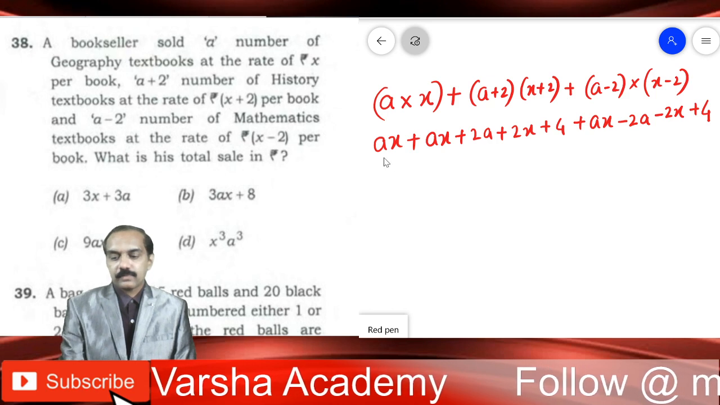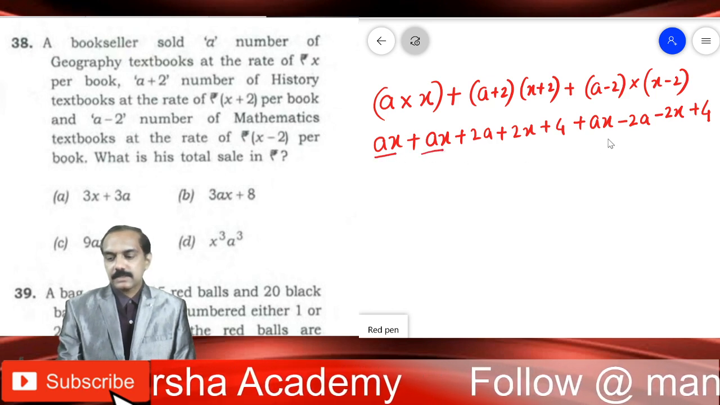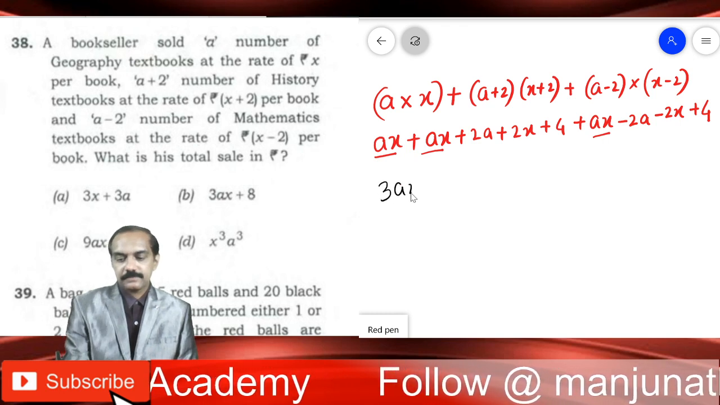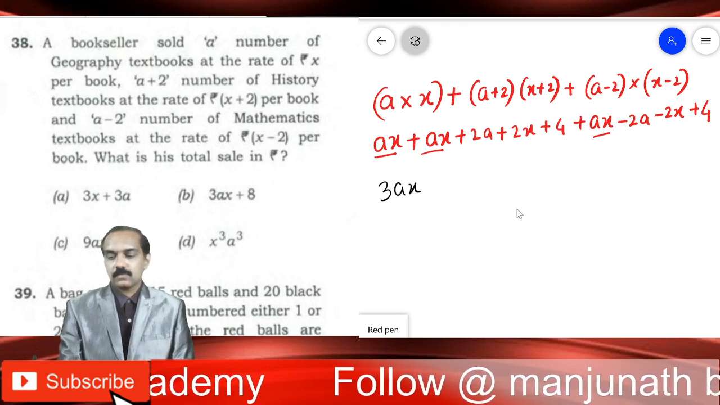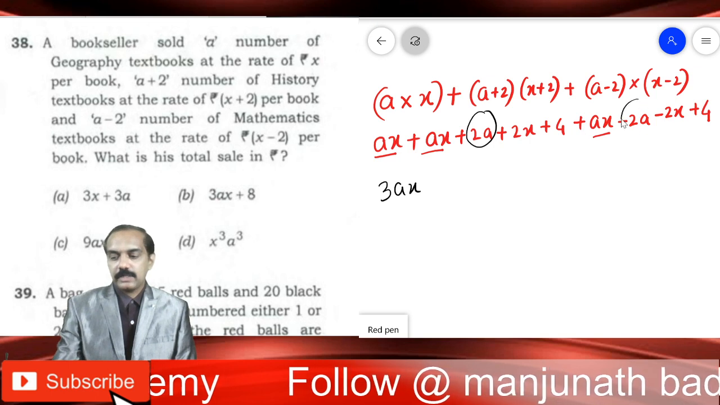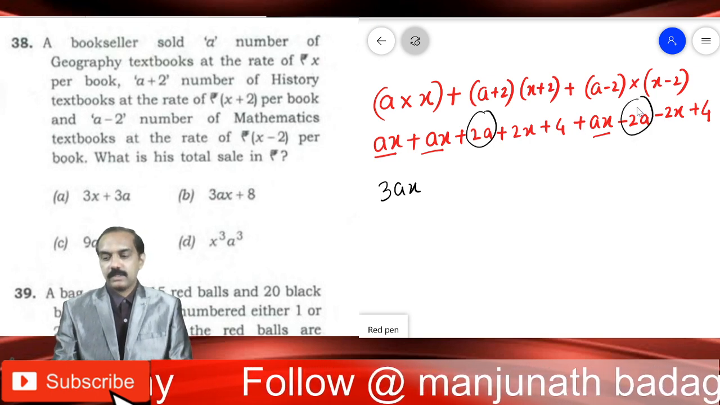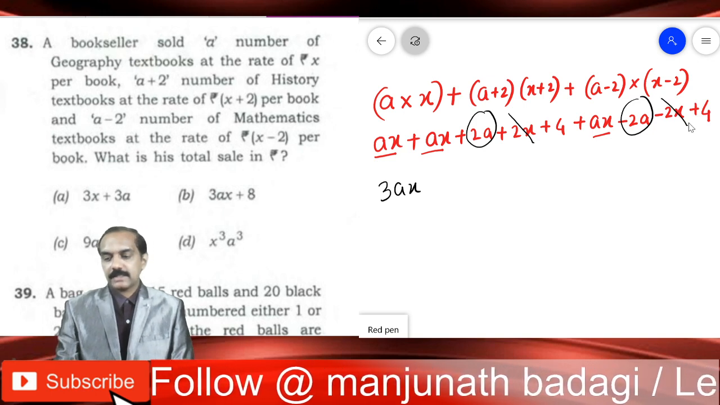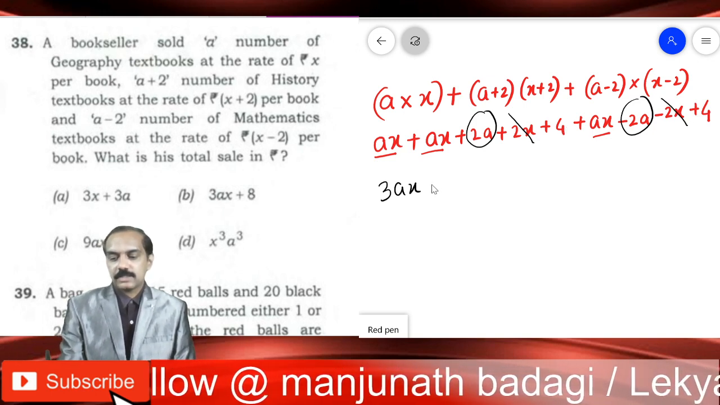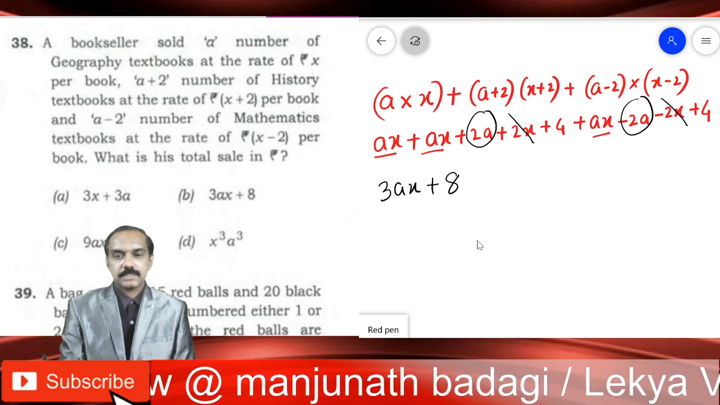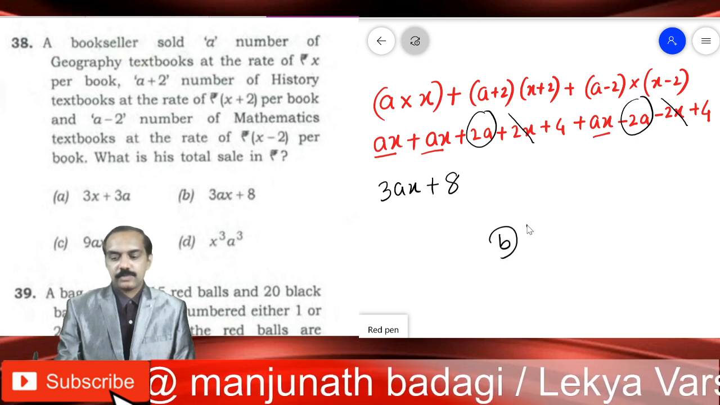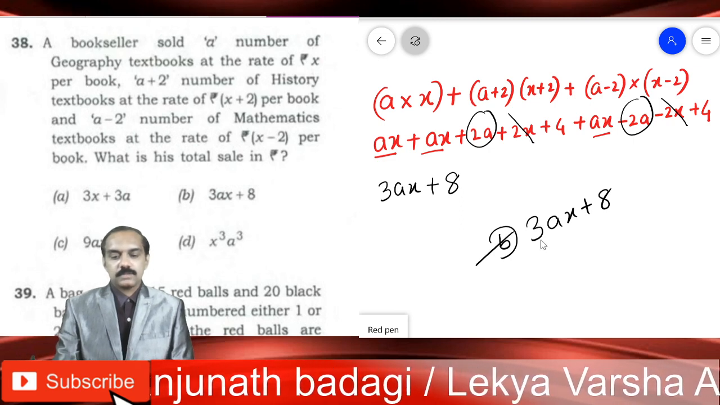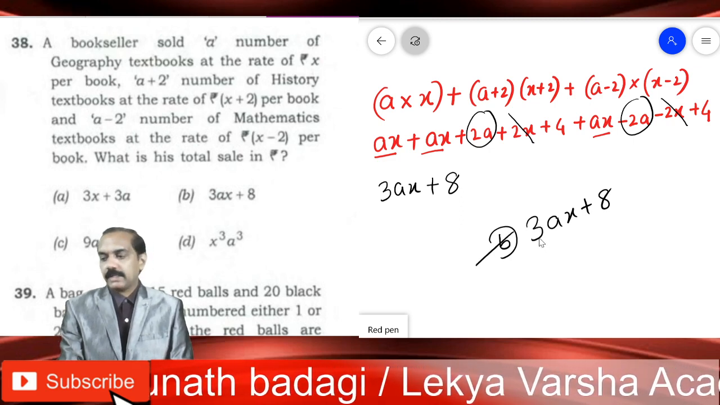Here ax, how many ax you got? 3ax. Here is plus 2a, here is minus 2a, they will straight away get cancelled. 2x minus 2x will get cancelled. Plus 4 will remain, that is plus 8. So straight away second option is the correct answer, 3ax plus 8. So this is about problem number 38.